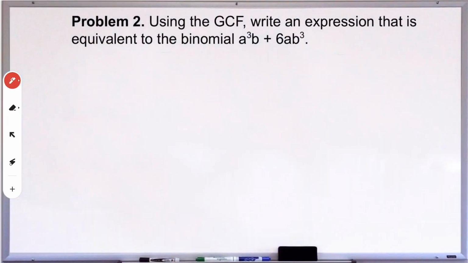Here's your problem 2 for the day. You know what to do. Take a screenshot, jot it down, answer it in your assignment for the day. Have a good day, guys.